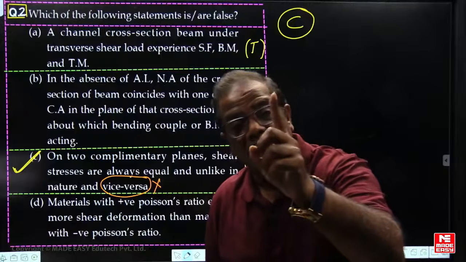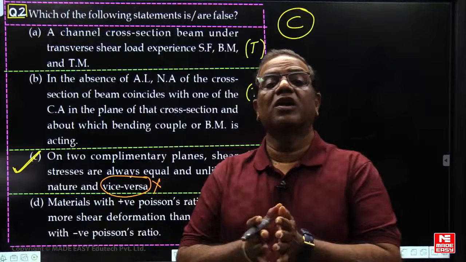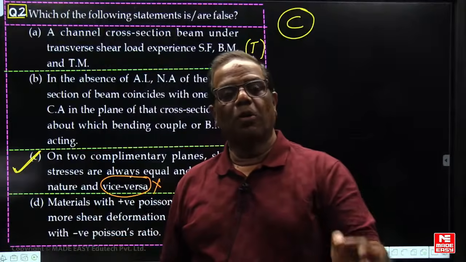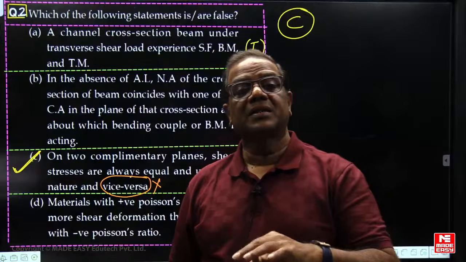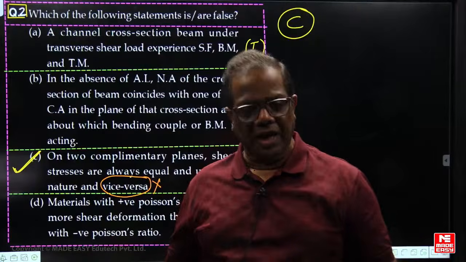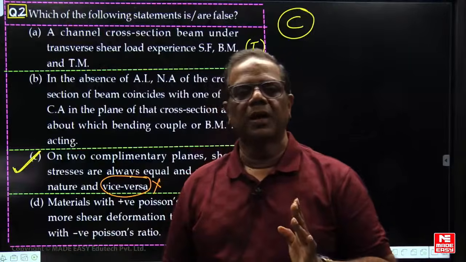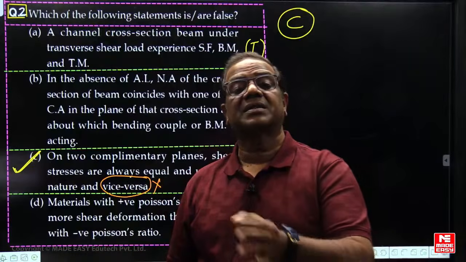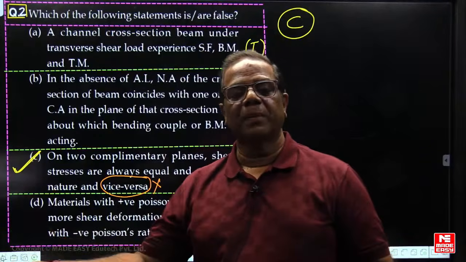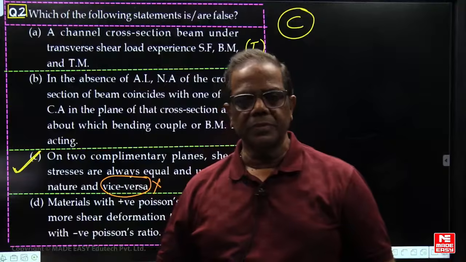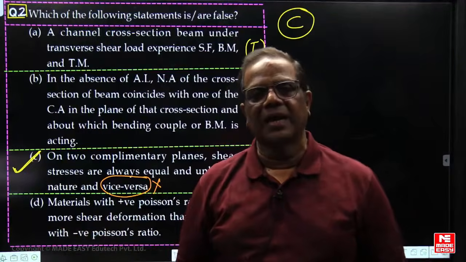But if the Poisson's ratio becomes negative, what happens? The change in volume will be more. When Poisson's ratio is negative, lateral strain and longitudinal strain are both like in nature. Epsilon V equals epsilon x plus epsilon y plus epsilon z, all are like in nature. Then the volumetric strain will be more.